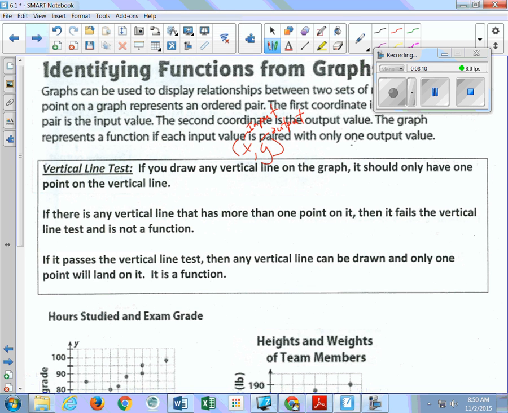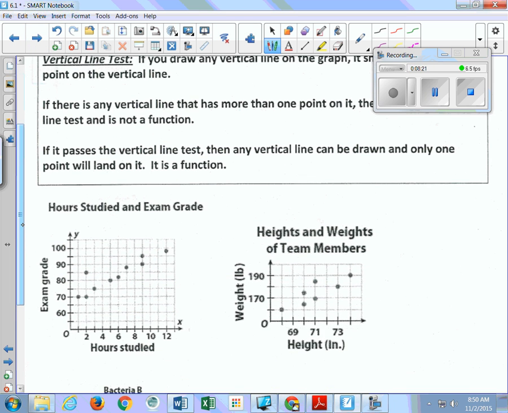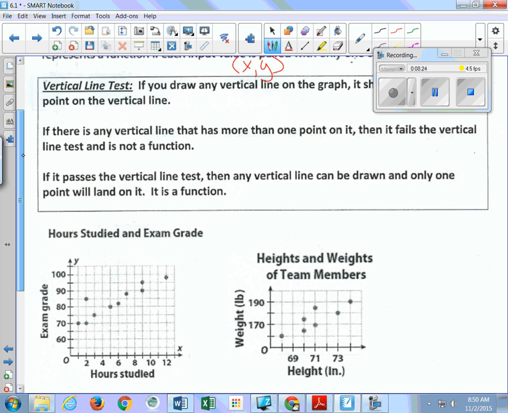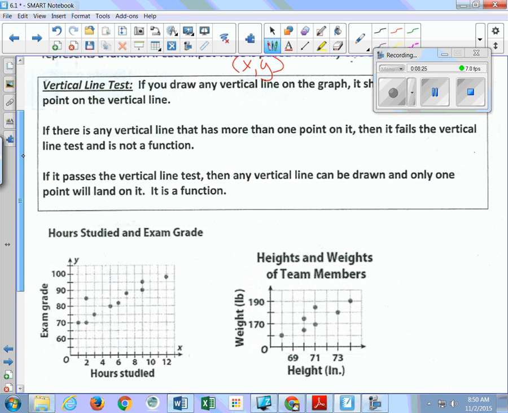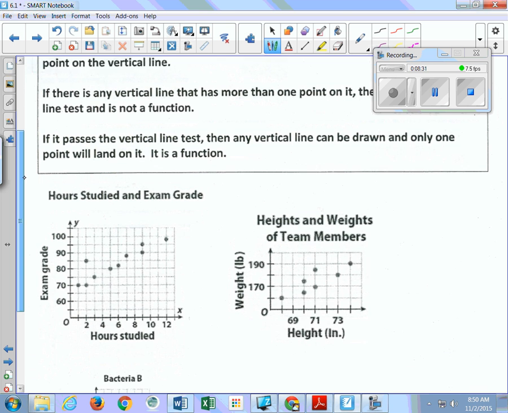Okay, so vertical line test. If you draw any vertical line on a graph, it should only have one point on the vertical line. If there's any vertical line that has more than one point on it, then it fails the vertical line test. It is not a function. If it passes the vertical line test, then any vertical line can be drawn and only one point will land on it. It is a function.